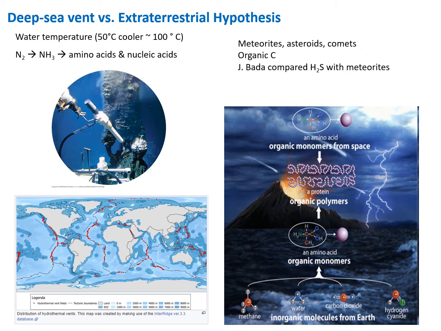So with the extraterrestrial one, what are we looking at? We're talking about meteorites and asteroids and comets and so forth. Whenever they hit Earth, they're going to bring in some additional polymers. And so what Bada actually did was compare their hydrogen sulfide samples with those found on meteors, and they were very similar.